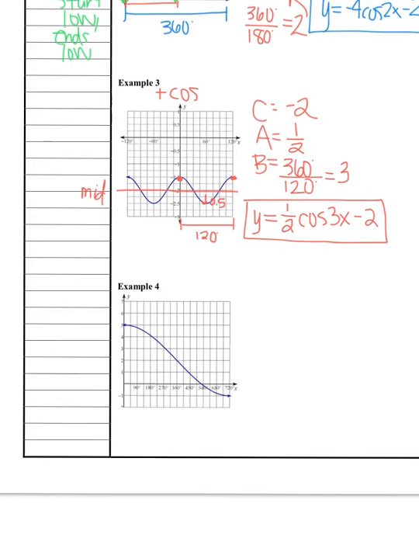Okay, example 4. Start off with our unknown C, A, B values. Okay, so to find the midline, this one might be a little bit harder to see. So what I'm going to have you do is take your maximum point and your minimum point, add them and divide by 2. So positive 5 plus negative 1 divided by 2 gives us 5 plus negative 1, 4 divided by 2 is 2. So our midline is at 2.